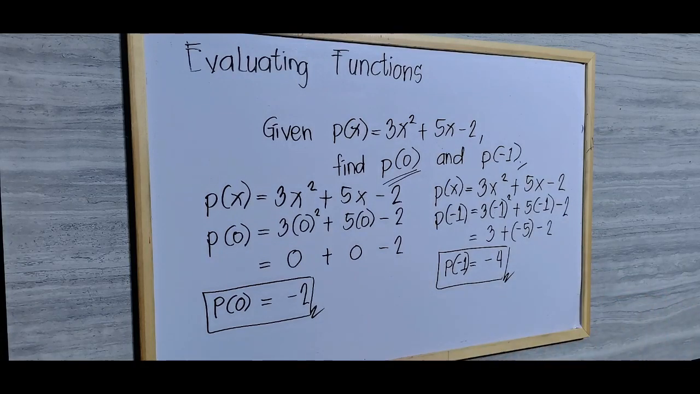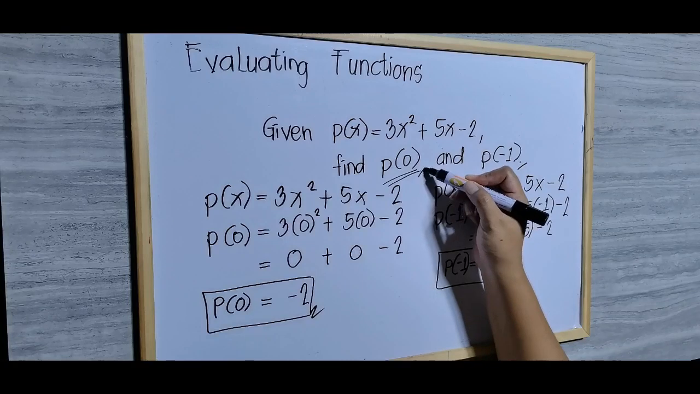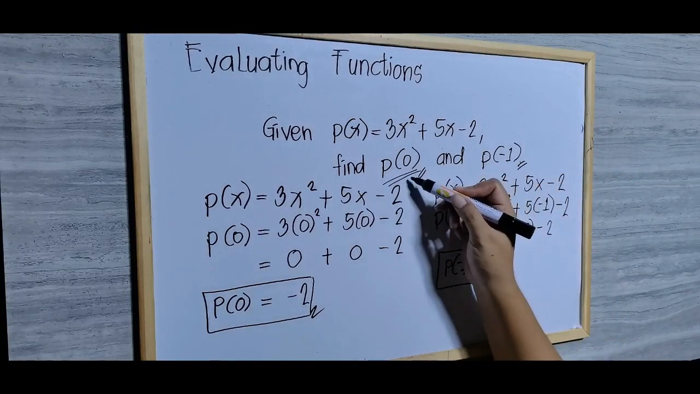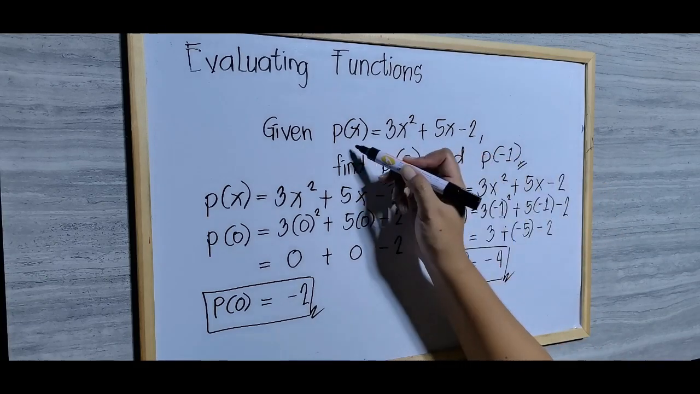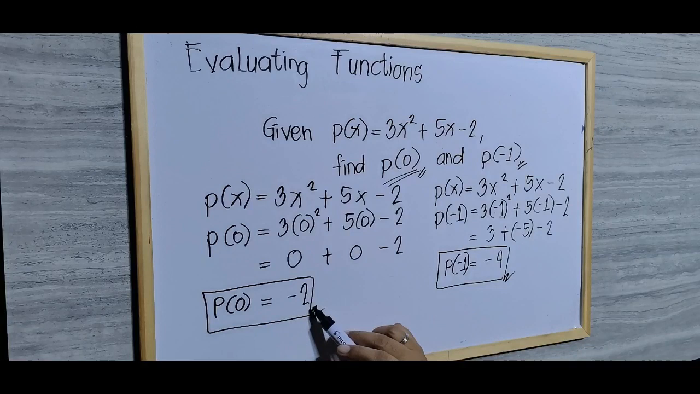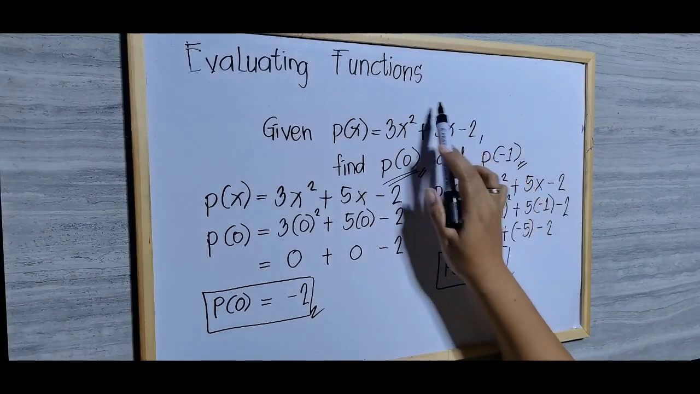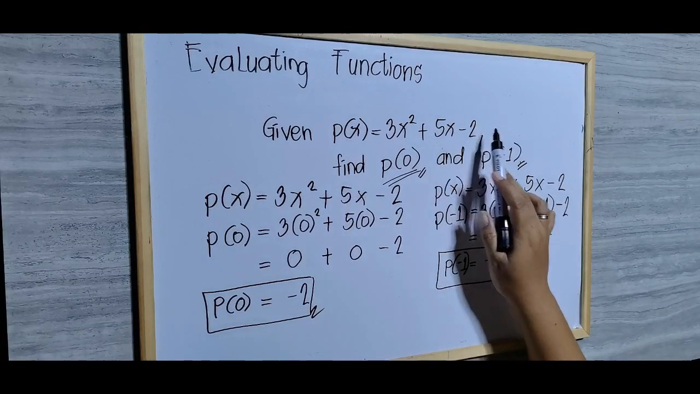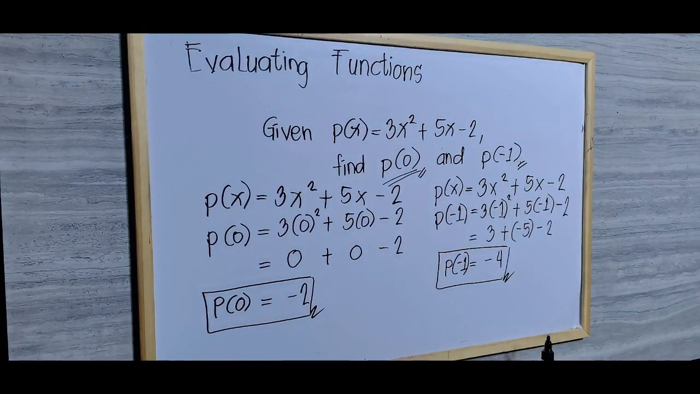Anong ibig sabihin nito mga anak? So, since ang hinahanap sa atin ay dalawang function which is P of 0 and P of negative 1. The value of P of x is negative 2 when x is 0. The value of P of x when x is negative 1 is negative 4.